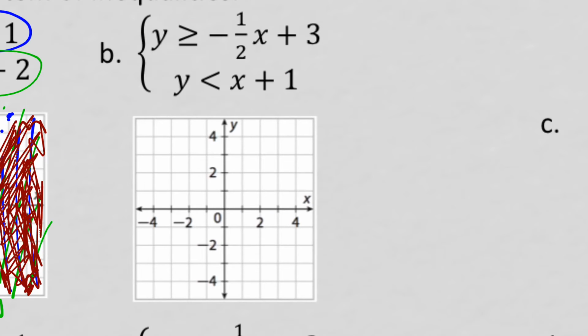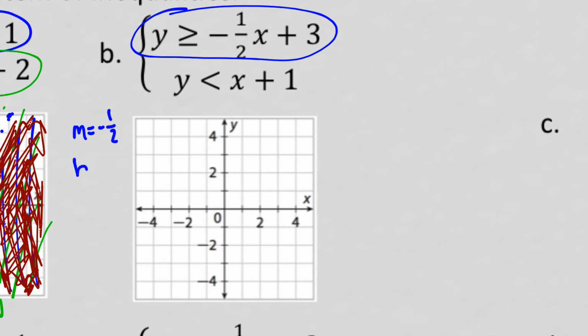All right, let's do it again for B. Once again, one at a time. So I'm going to focus on that one right now. For that one, the slope is -1/2 and the y-intercept is 3. So I'm going to begin at 3 right here, and I'm going to use the slope -1/2 to go down 1 over 2. Down 1 over 2. And I could do points on the other side as well by going up 1 over 2.